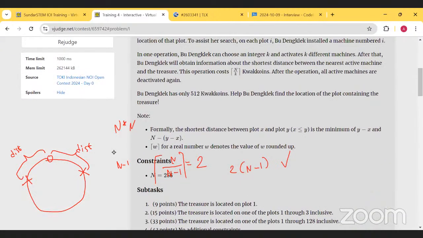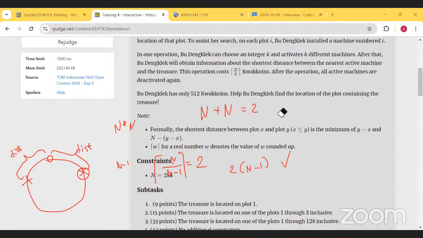Okay, then how to make sure which one is the correct location? We can just make another query here. Let's say here. If the response is 0, then the answer will be here. But if the answer is not 0, the correct answer is here. Okay, so the cost will be n plus n, or 2 times n.